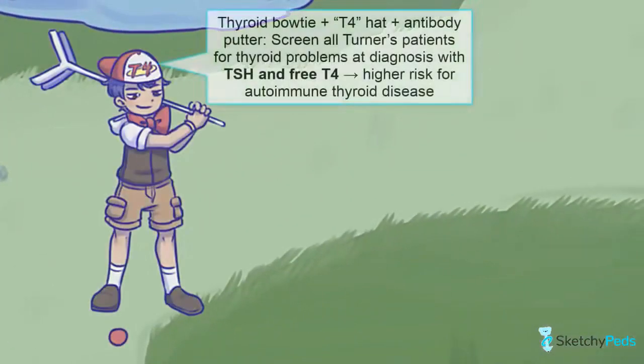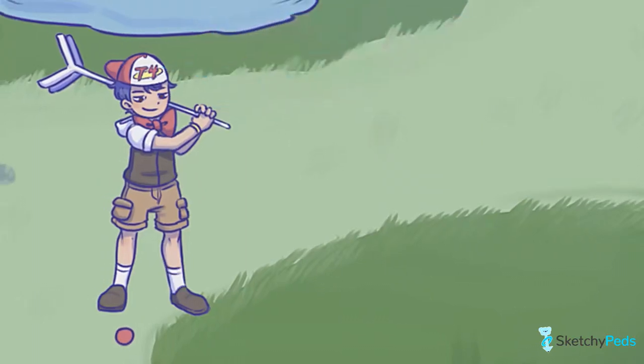In addition, thyroid screening with a TSH and free T4 should be done on all kids with Turner syndrome at the time of diagnosis, as these kids are at a higher risk for autoimmune hypothyroidism, as well as other autoimmune diseases. More on this later. See the T4 golfer with his antibody putter and his clownishly large thyroid bow tie?